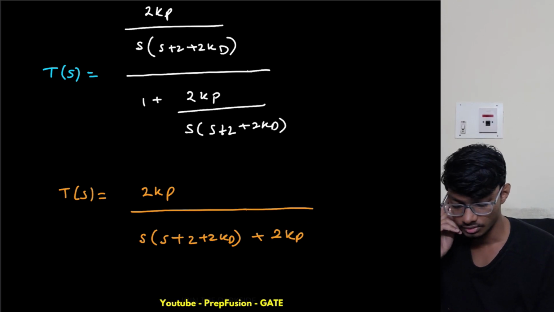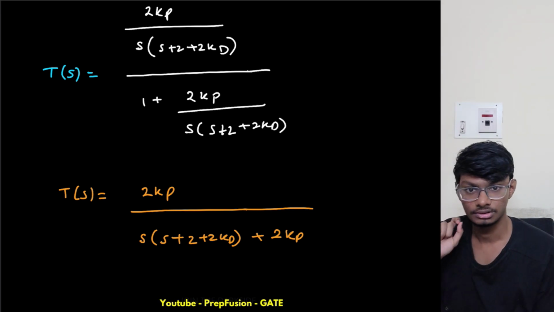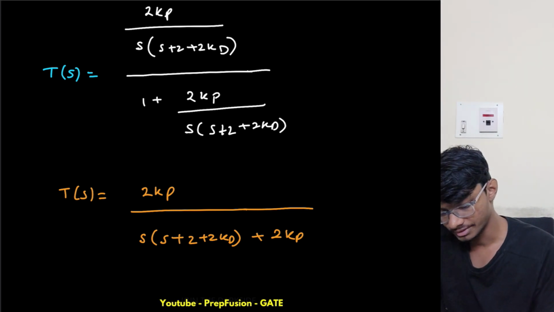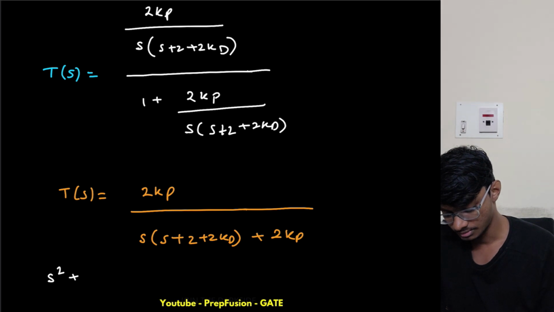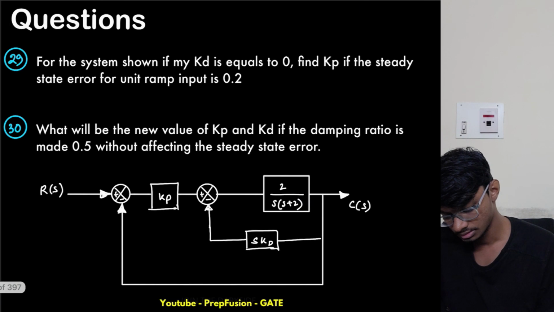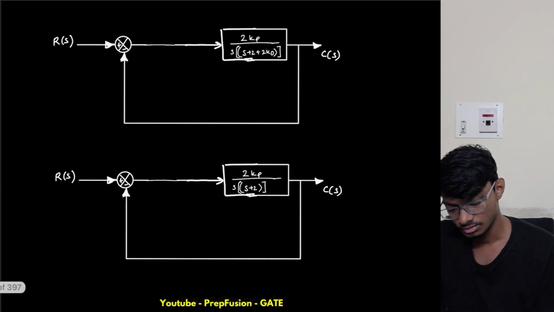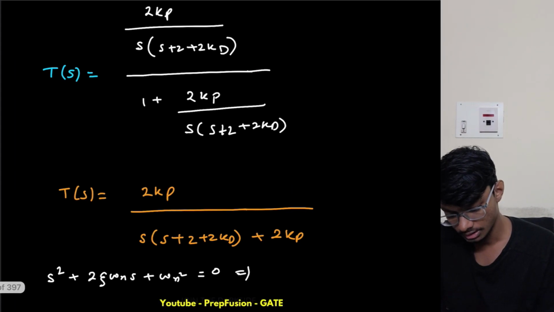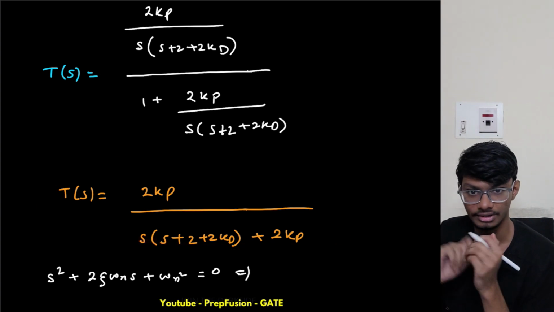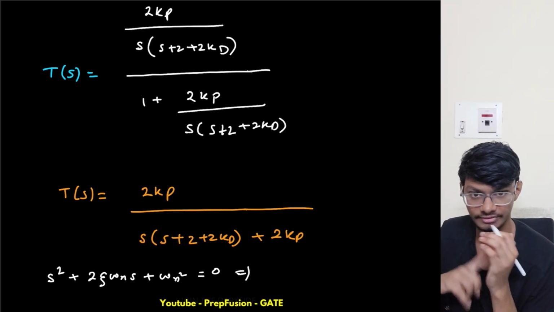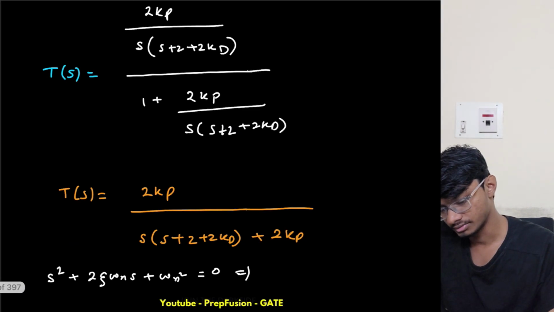So now what do I need to do? Equate this with the characteristic equation. So what is my characteristic equation? It is s squared plus 2 zeta omega_n s plus omega_n squared equals 0. So what are my zeta and omega_n? Zeta is 0.5, but omega_n I don't know. So from here I have to find one relation with the steady state error also. The steady state error they have given us is 0.2.